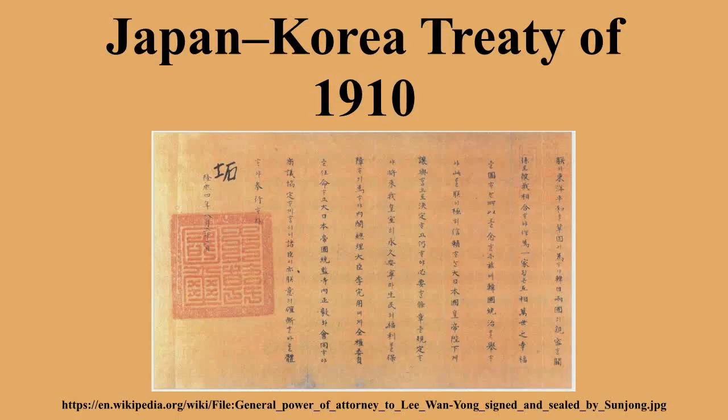The Japan-Korea Treaty of 1910, also known as the Japan-Korea Annexation Treaty, was made by representatives of the Empire of Japan and the Korean Empire on August 22, 1910. In this treaty, Japan formally annexed Korea following the Japan-Korea Treaty of 1905, by which Korea became the protectorate of Japan, and the Japan-Korea Treaty of 1907, by which Korea was deprived of the administration of internal affairs.